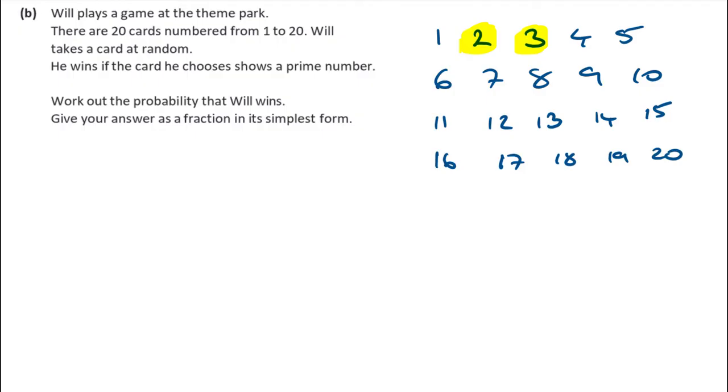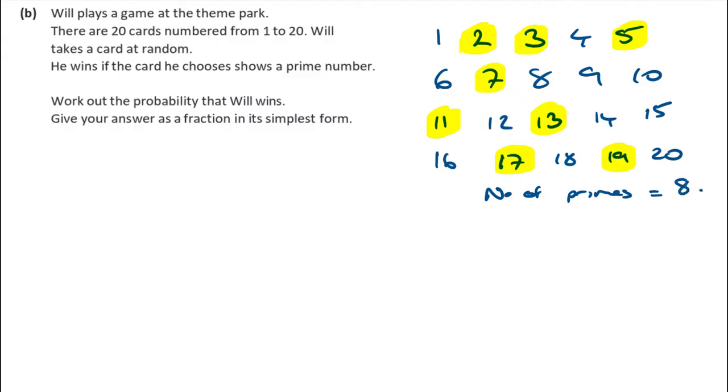3 is prime, 4 is not prime, 5 is prime, 6, no, 7, yes, 8, no, 9, no, because it divides by 3, 10, no, 11, yes, 12, no, 13, yes, 14, no, 15, no, because it divides by 3 and 5, not 16, 17 is prime, not 18, 19 prime. So how many primes are there? So the number of primes altogether then is 1, 2, 3, 4, 5, 6, 7, 8, 8 of those.